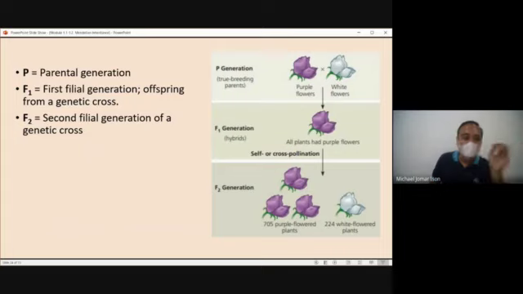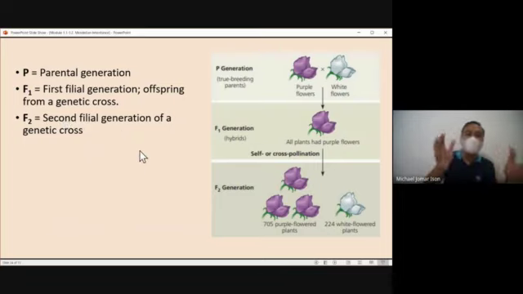You have to remember that the first organisms or pairs of organisms that you cross together will be called the parental generation, while the children of the parental generation will be called the F1, which is the first filial generation, the offspring of the original genetic cross that you made. And then if you take the F1 generation and cross them together, the children produced in the next generation are called the F2 generation, which is the second filial generation of a genetic cross.